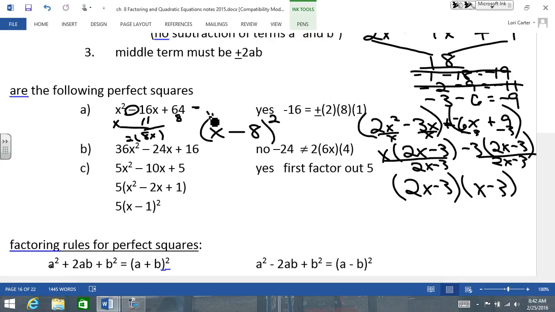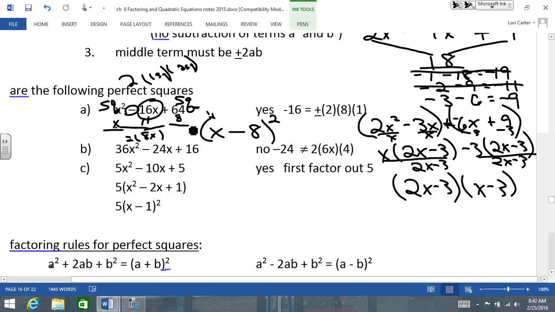Okay, so the first term has to be a perfect square. The last term has to be a perfect square. The middle has to be 2 times that. So this is a square, and this is a square. What's this guy? It's the first square times the second square, times 2.